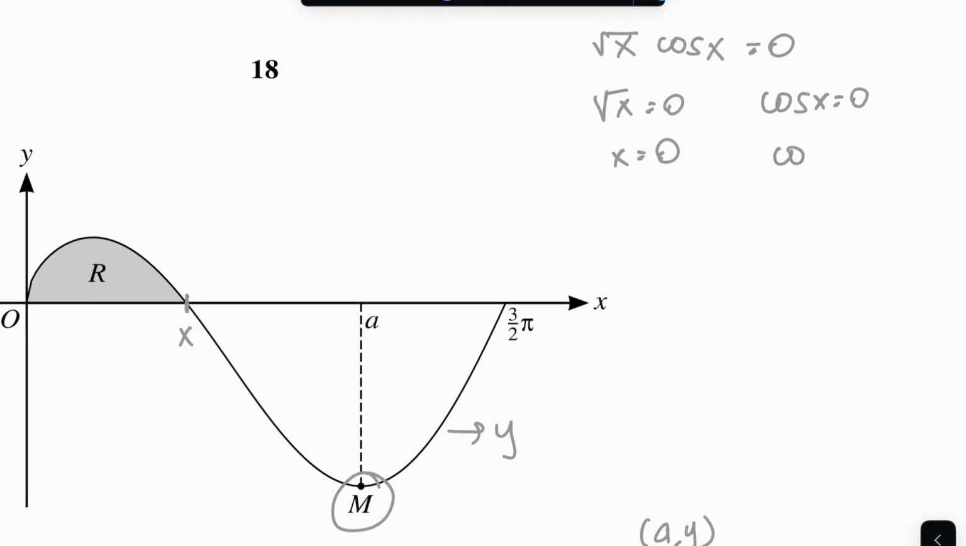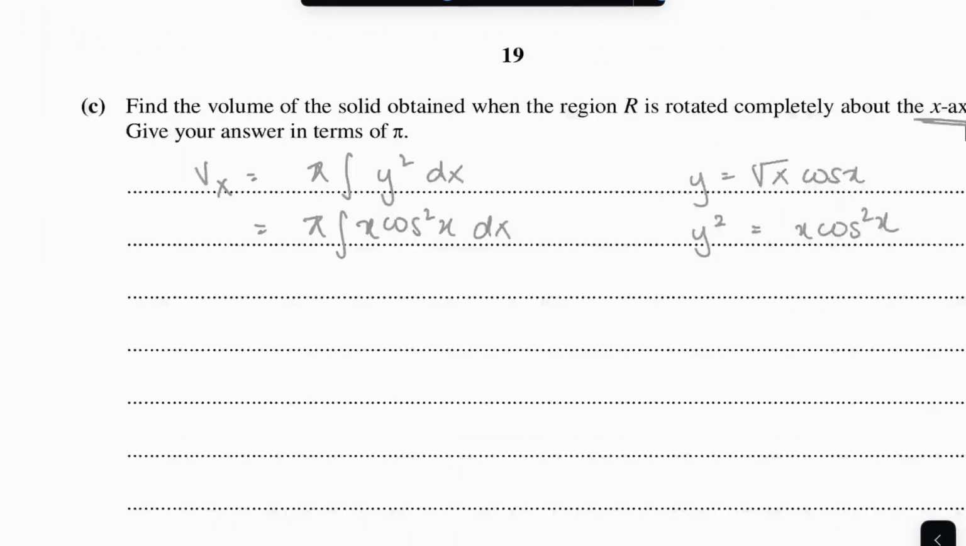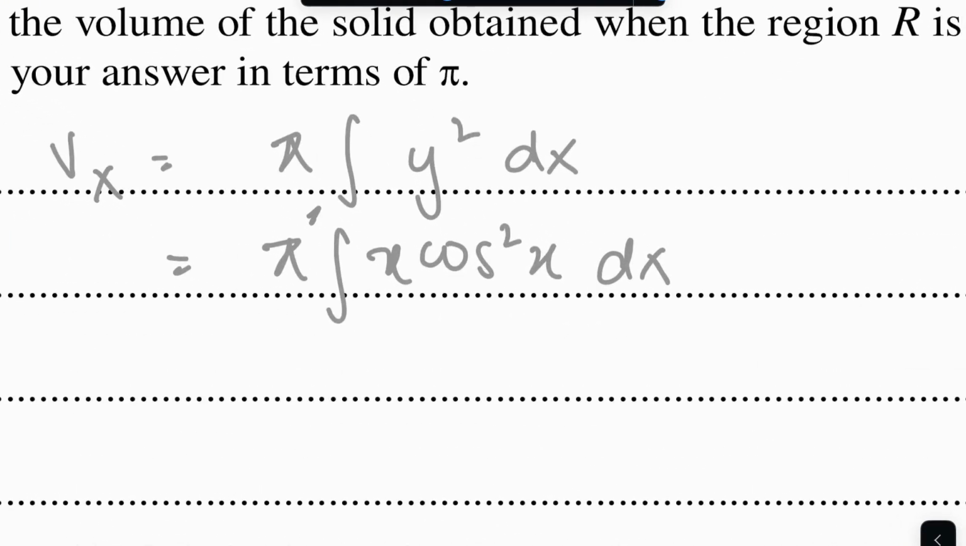And if we do, x is equal to cos inverse of 0, that gives us pi by 2, which is 90 degrees. So this part is pi by 2. So now we have the limits we need to use for this integral.